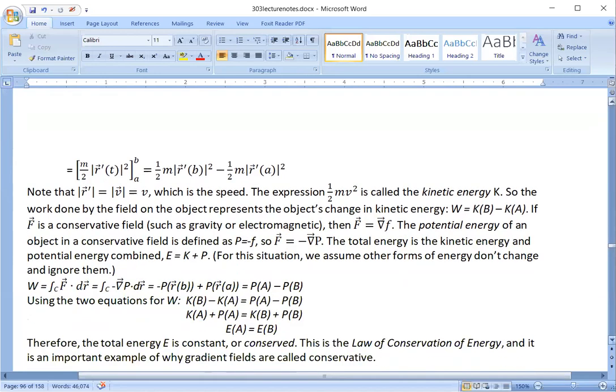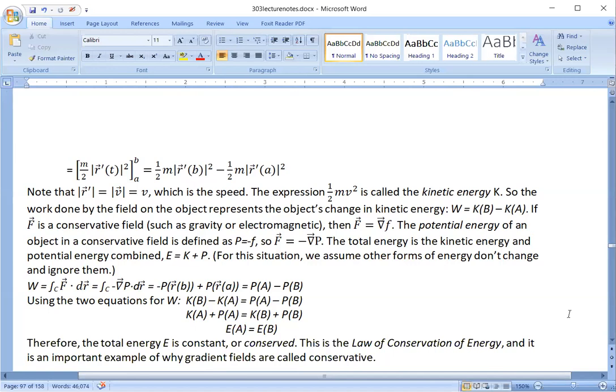Or in other words, the total energy E is constant, or conserved. And this is the law of conservation of energy. Here we've only talked about it relative to kinetic and potential energy, but it actually applies to all forms of energy. We just restricted to looking at two. And so this is a general principle in physics, and it is also an important example of the reason why gradient fields are called conservative. This is a quantity that gets conserved. Okay, so a big example there.